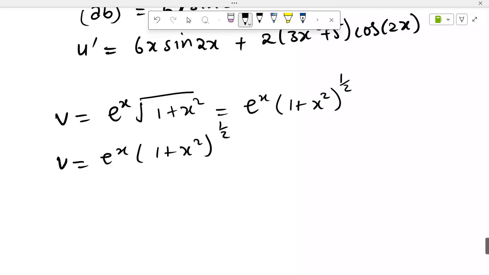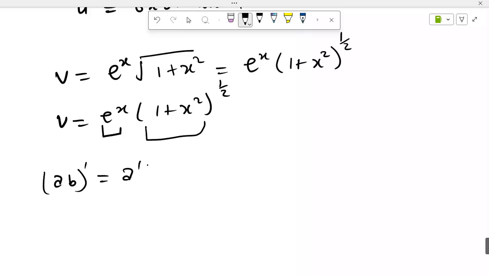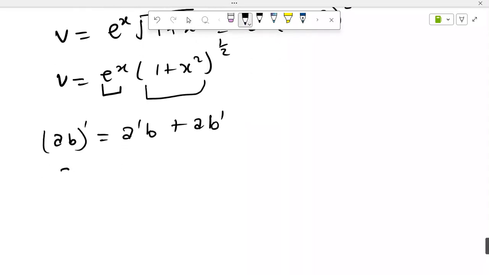So here again, for us to get v prime, we have two functions multiplying each other. So we use the same form, a and b multiplying each other: we'll have a prime b plus a b prime. So let's set our a as e to the power x, and our b is (1 plus x squared) to the power 1 over 2. Okay, great.